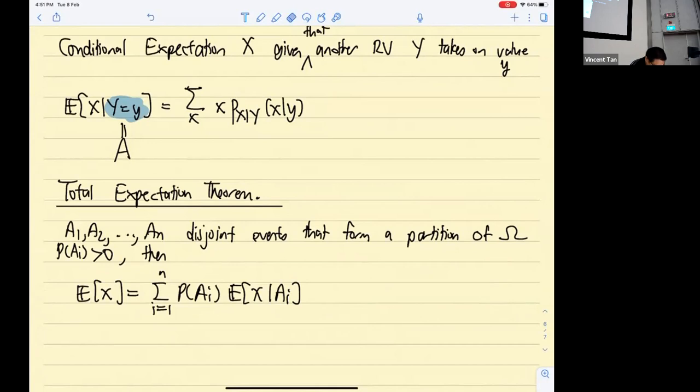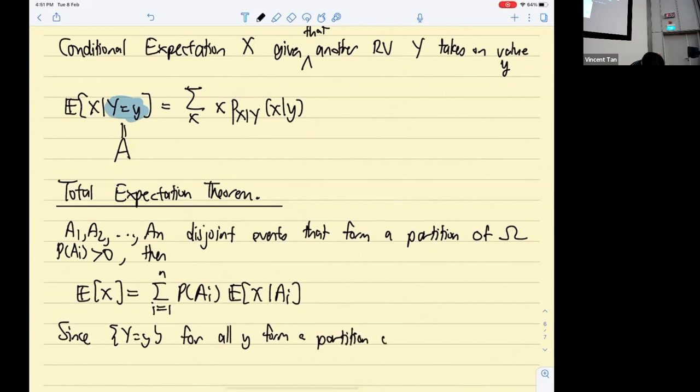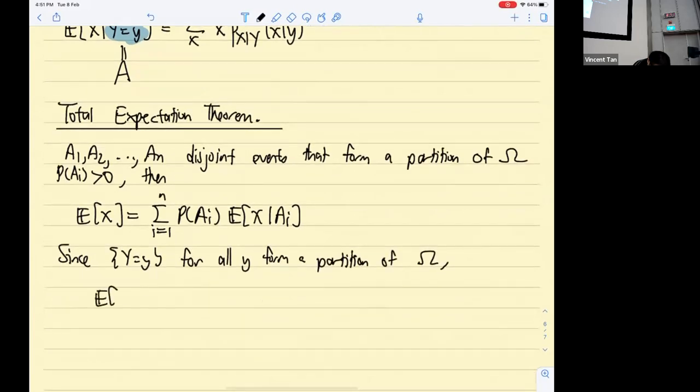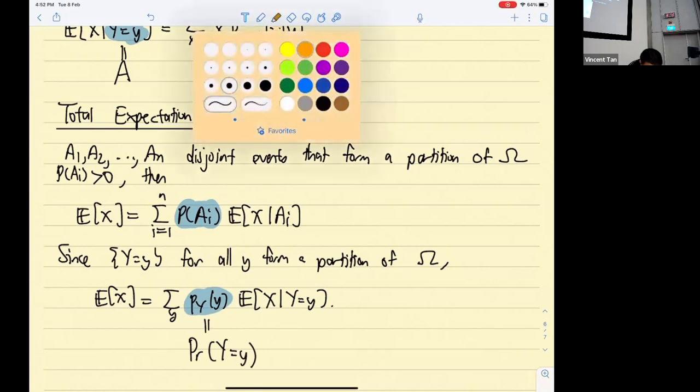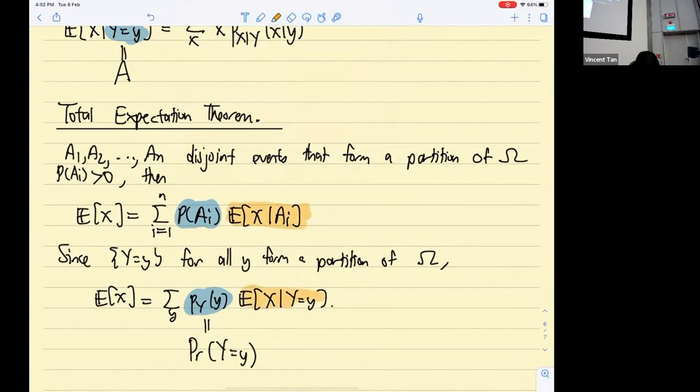Now, finally, we can also do the following. Since the events Y equals y, for all y, form a partition of the sample space, we can also write the expectation value of X as the sum over all possible values of y, P of Y equals y, times the expectation value of X given Y equals y. Right? These two are completely analogous, because this is analogous to this probability here, which is nothing but the probability that Y is equal to y. And this part here is analogous to this part here, because I'm always talking about the expectation value of a random variable given an event.